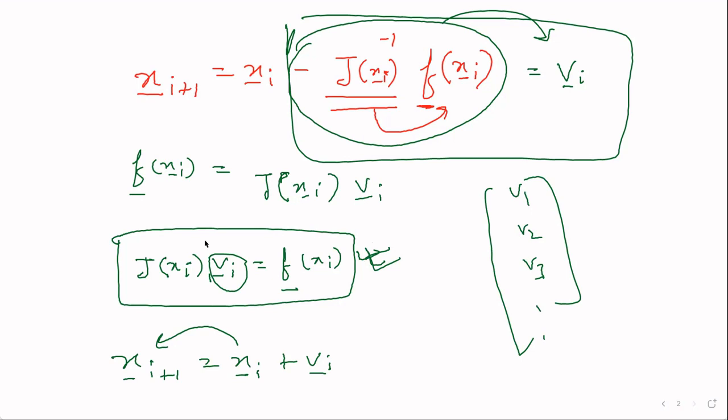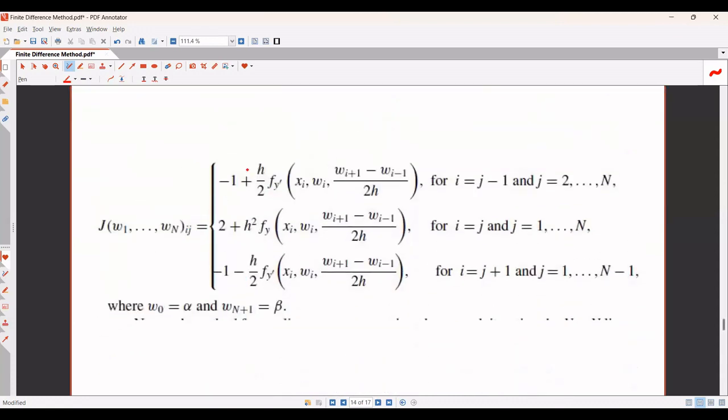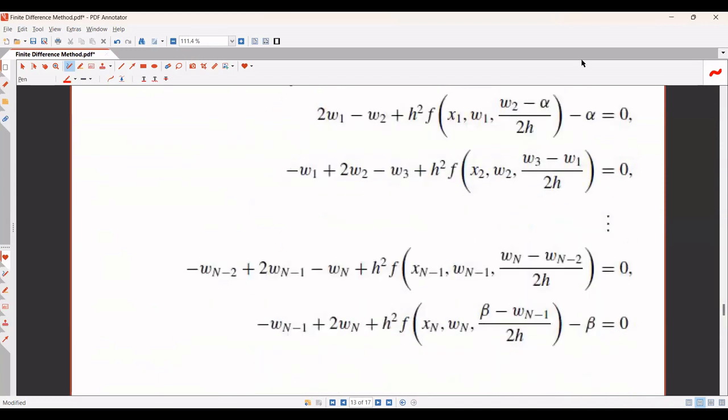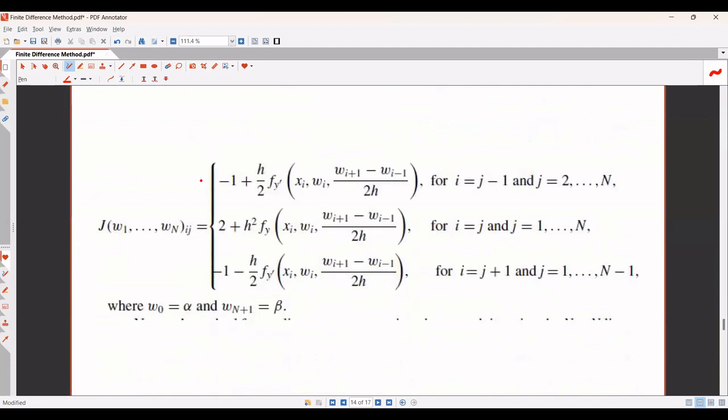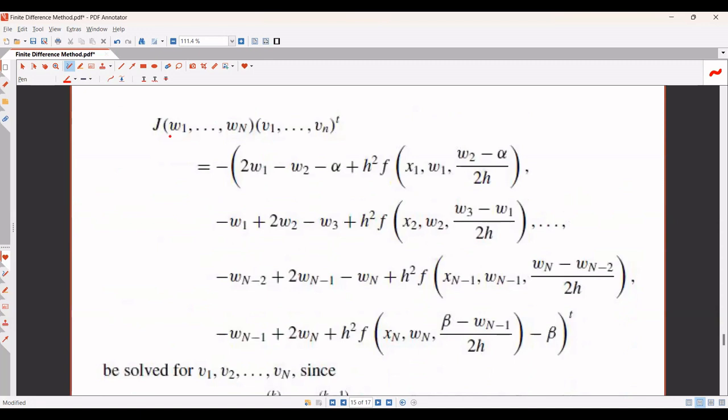Here is the general, they already have all the functions f1, f2, f3 here. They actually simplified the general expression of the Jacobian, ready for us. And this is the system I was talking about. This is the Jacobian times the v vector equals the right hand side, where we have all the functions. The right hand side, I think I made a slight mistake in here.